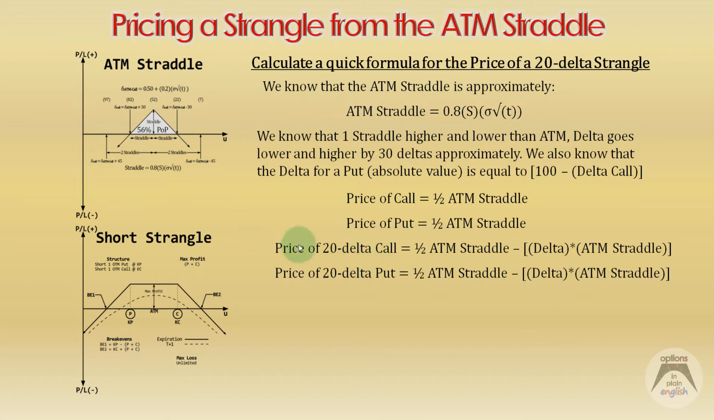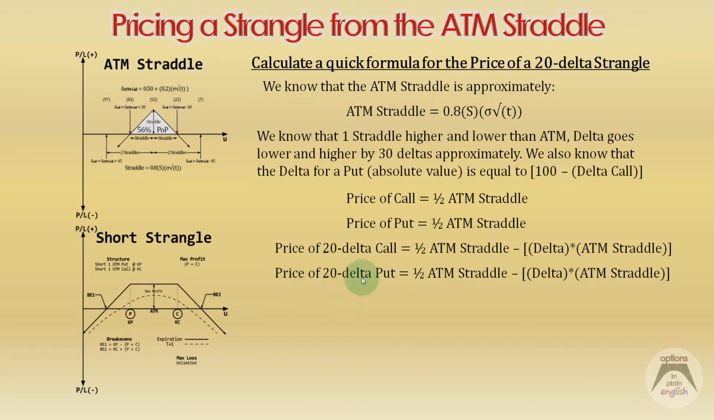So in this case, the price of the 20 delta call is going to be equal to the value that it had, so 1/2 of the at the money straddle, minus a delta times the at the money straddle, because it moved one at the money straddle to get to the delta 20.